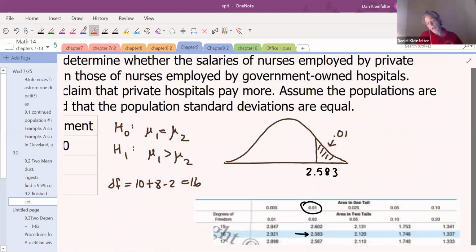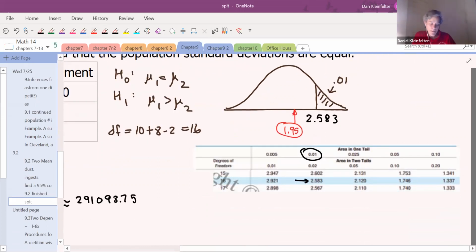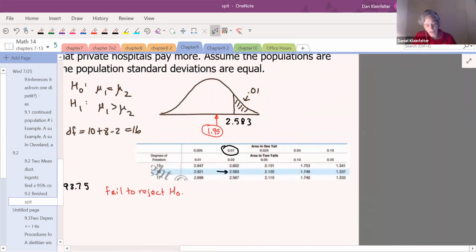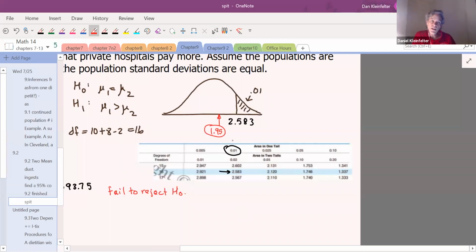So then comparing that against our rejection region, it doesn't fall in the rejection region. We ended up with 1.95. And so based on that, we can fail to reject the null hypothesis. Okay, so I'll write out a conclusion on that here in a second. Here you'll notice we did do this using the critical value method.